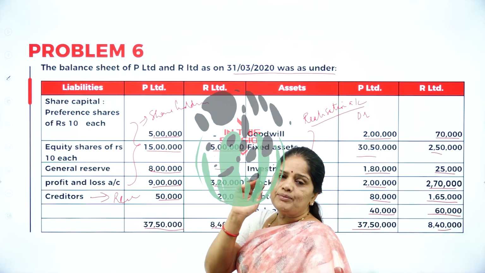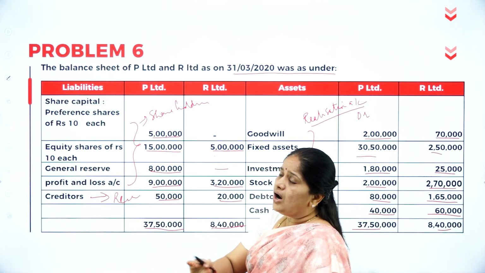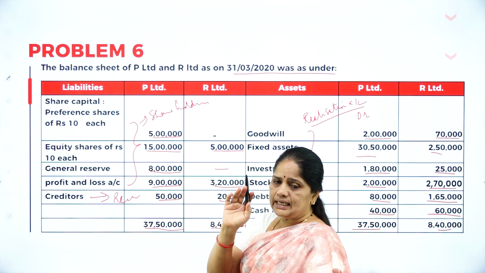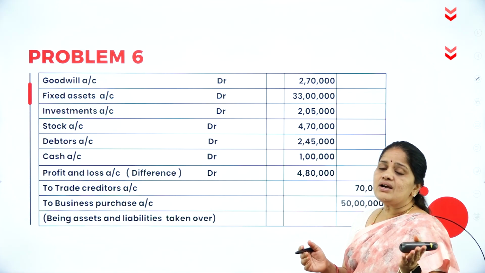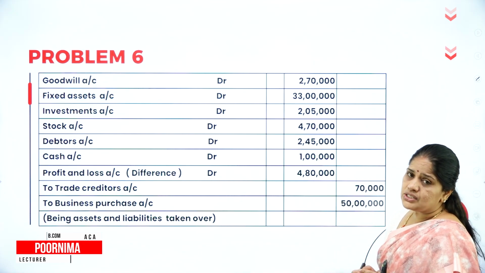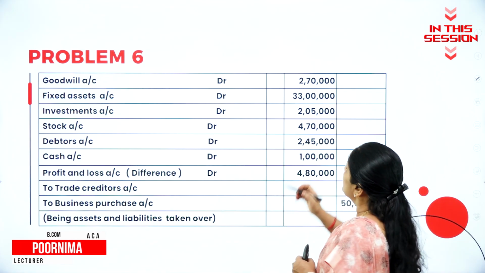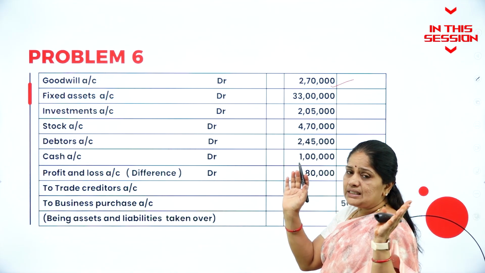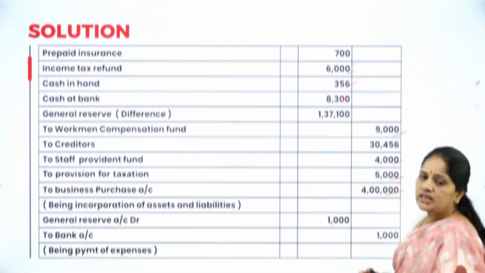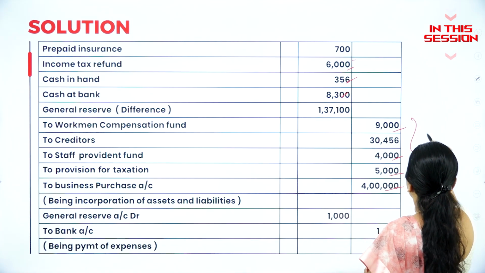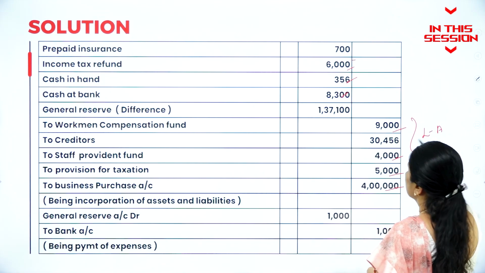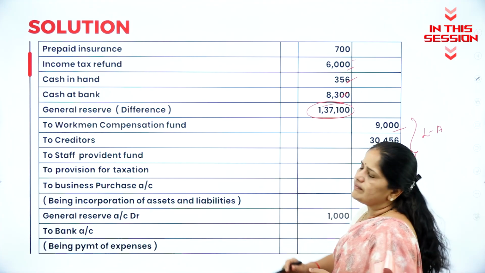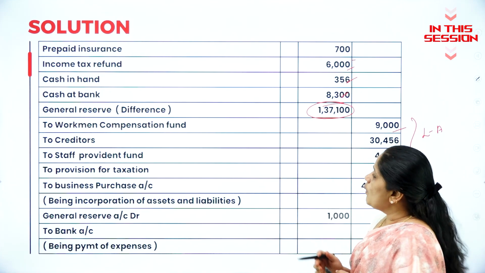Whenever there is a problem on amalgamation or merger, all the assets should be transferred to the realization account debit side, whether they're taken over or not. You are transferring all the assets and liabilities to the new company. So goodwill 2,70,000. So we are transferring the assets of both the companies. Whatever is the difference between the liabilities minus assets, if liabilities is more, then it will appear as the general reserve as 1,37,100.